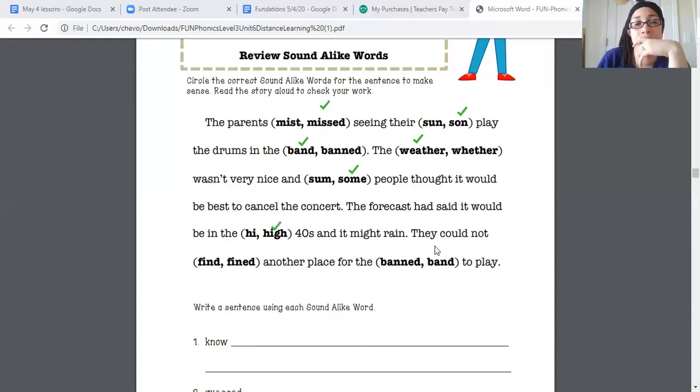Yeah, it was this one. These are our homophones that we're going to be working on for this unit. So they could not find another place for the band to play. So hopefully you guys got all of those right.